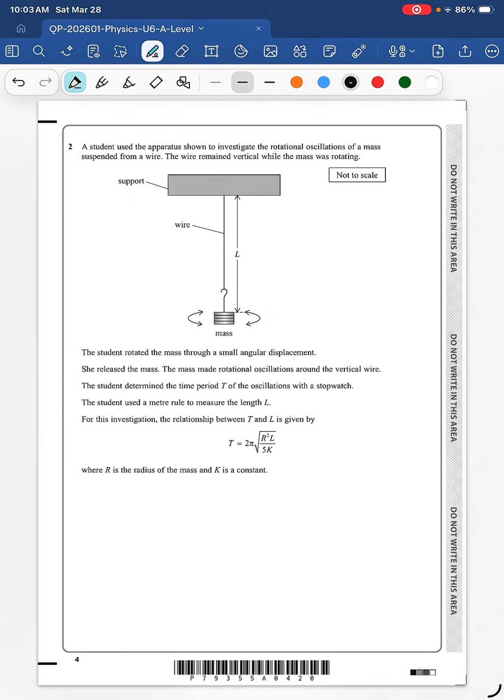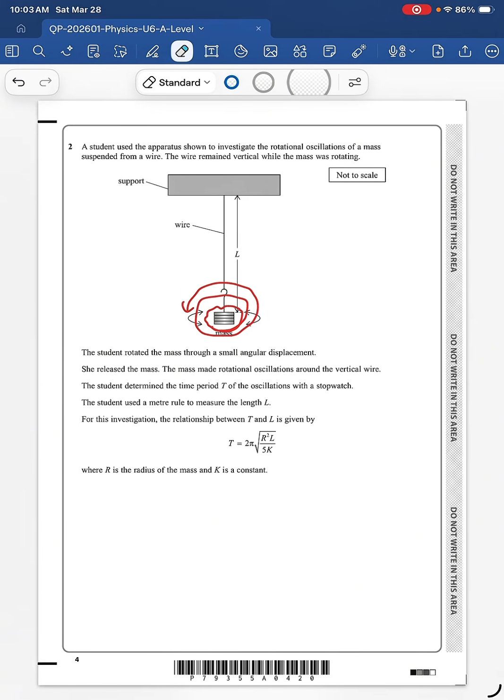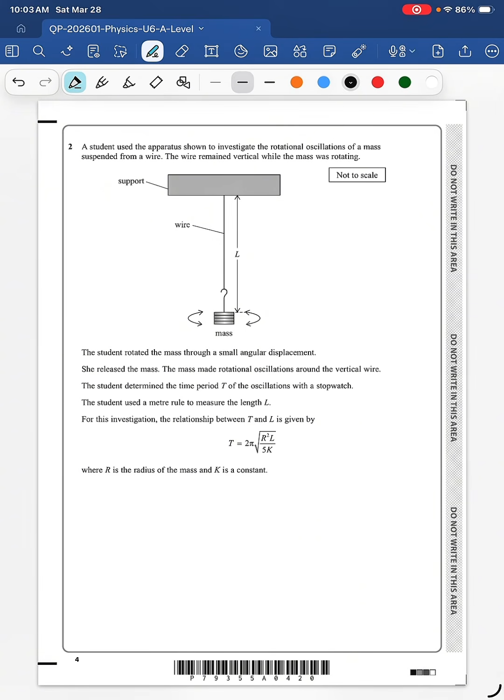A student used the apparatus shown to investigate the rotational oscillations of a mass suspended from a wire. The wire remained vertical while the mass was rotating. And you can see what's going on here. So basically, you twist the mass a few times around, and then you let it go, and then the system rotates and undergoes rotational oscillations. Okay, this is something you don't learn at the A level, but it's easy to understand, or even experiment with it if you want. So the student rotated the mass through a small angular displacement.